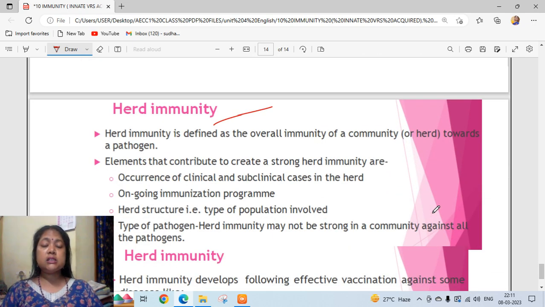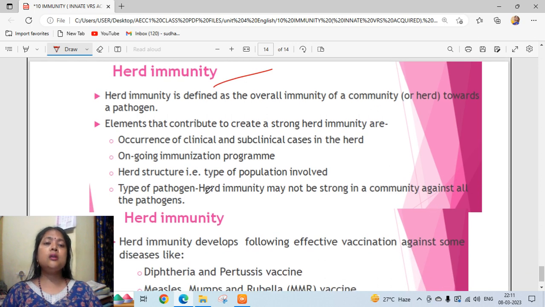Now let us discuss in the last part of our video, what is herd immunity. You all have perhaps learned or heard this word, herd immunity, during the COVID pandemic, isn't it? Herd immunity is defined as the overall immunity of a community or herd towards a pathogen. Herd means community here.